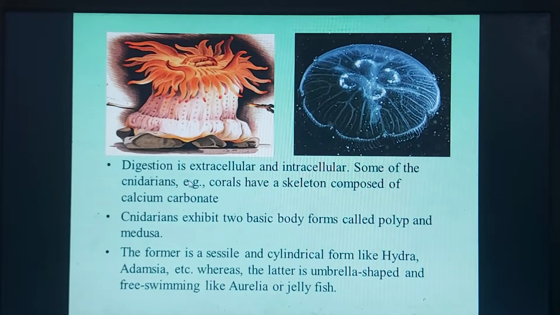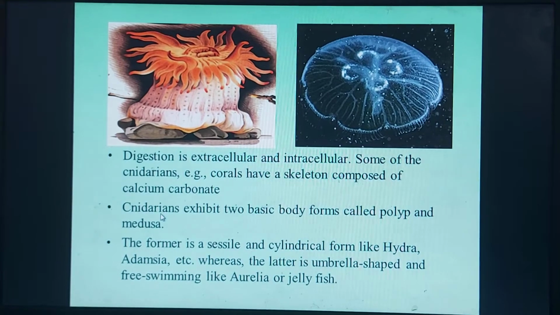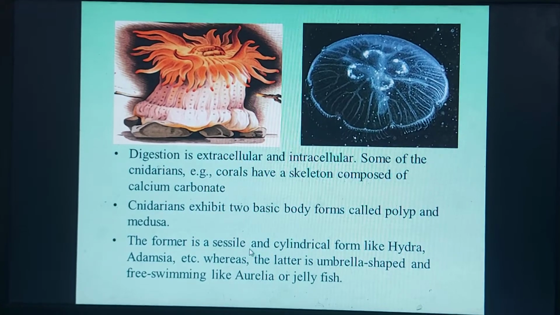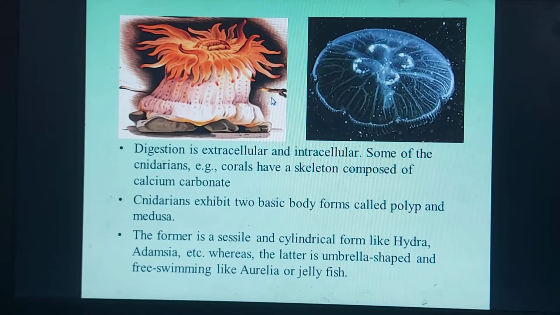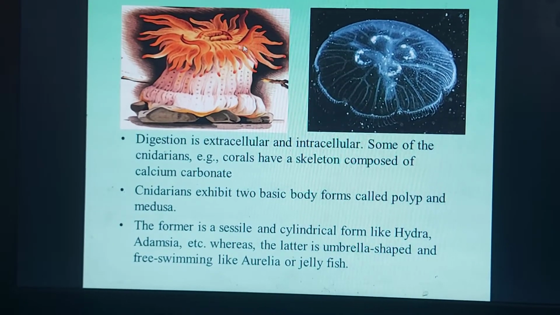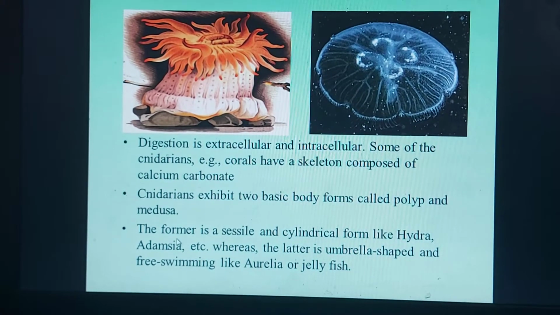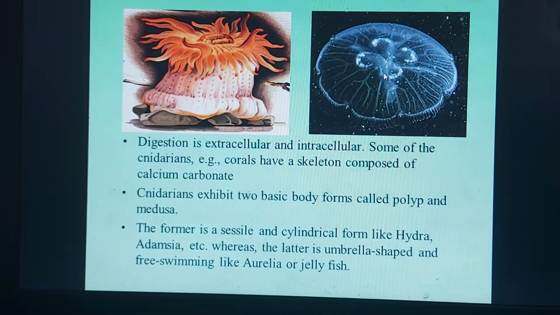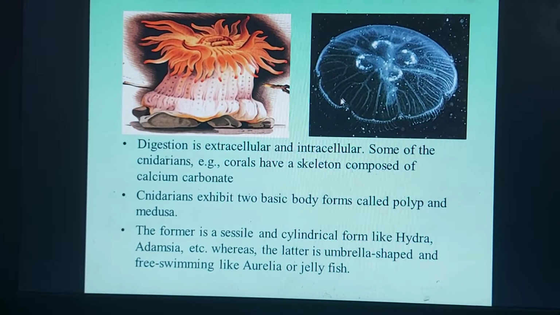Now another important and interesting feature exhibited by the phylum Coelenterata or Cnidaria is that they exhibit two basic body forms, called the polyp and the medusa. You can see here in this picture, these are the two stages of the life cycle of a single organism. This is the polyp and this one is the medusa. The polyp is sessile and cylindrical. You can see it is written here. It is sessile and cylindrical like Hydra, Adamsia. This is Adamsia, whereas the other one is umbrella shaped and free floating, like we have examples of Aurelia or the jellyfish, which is shown over here.